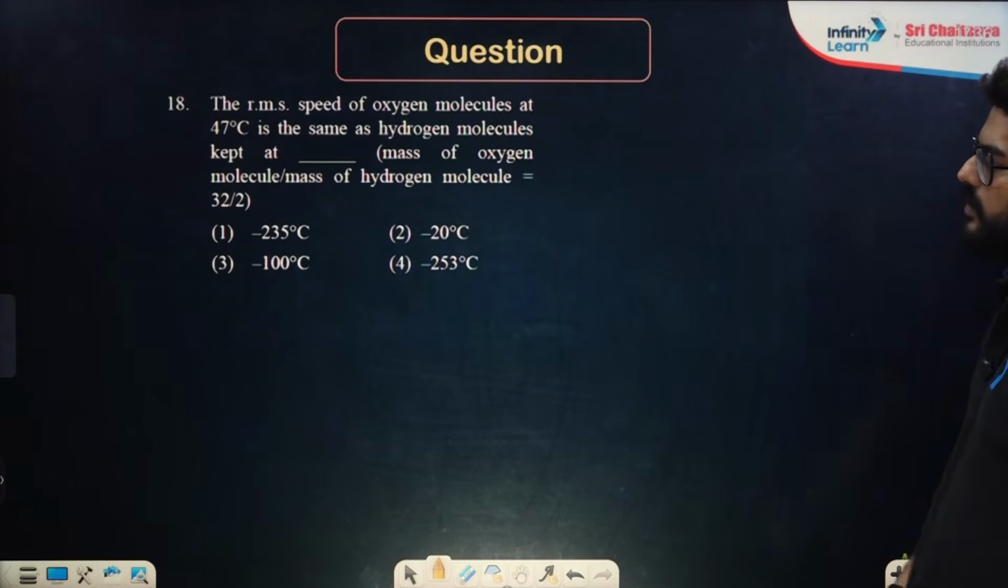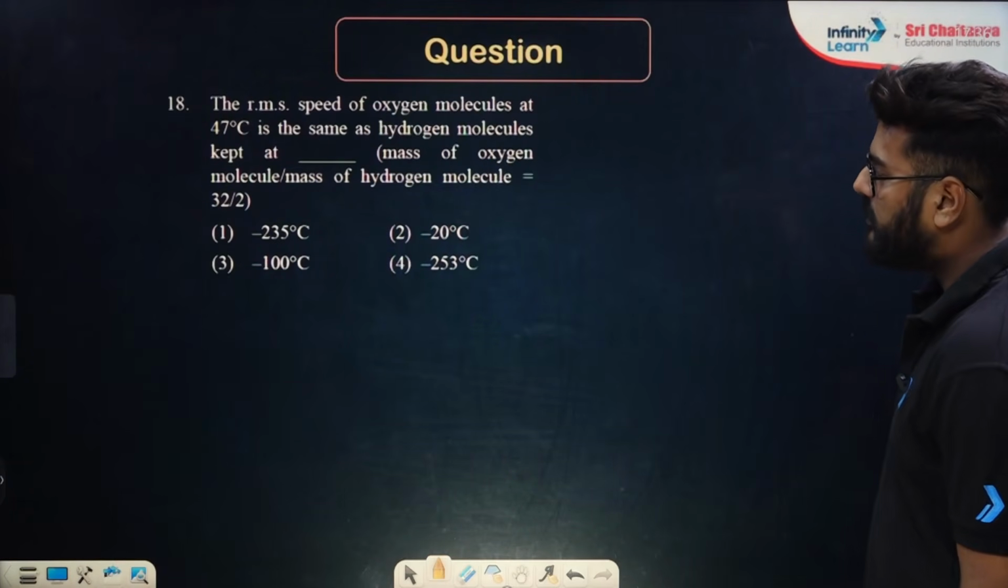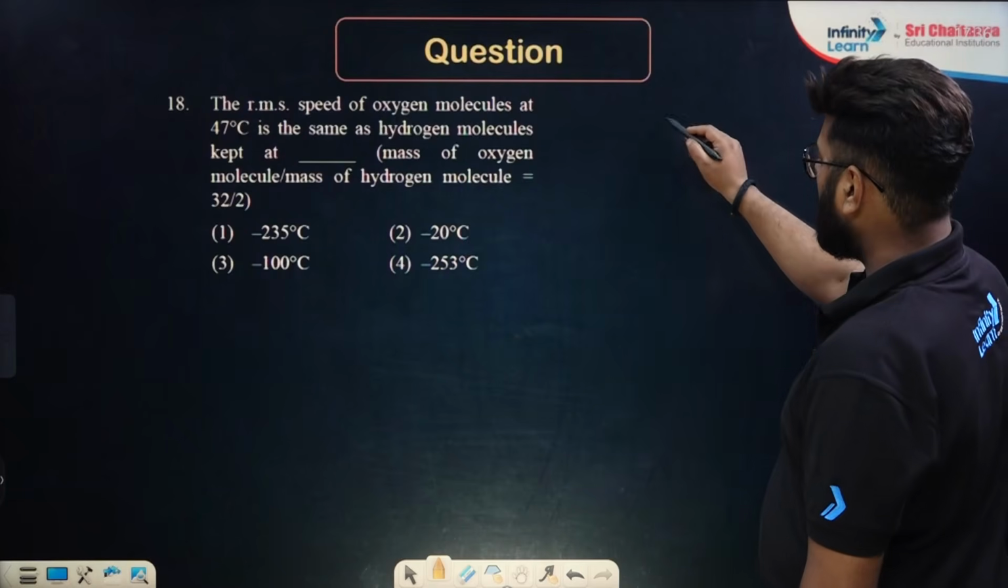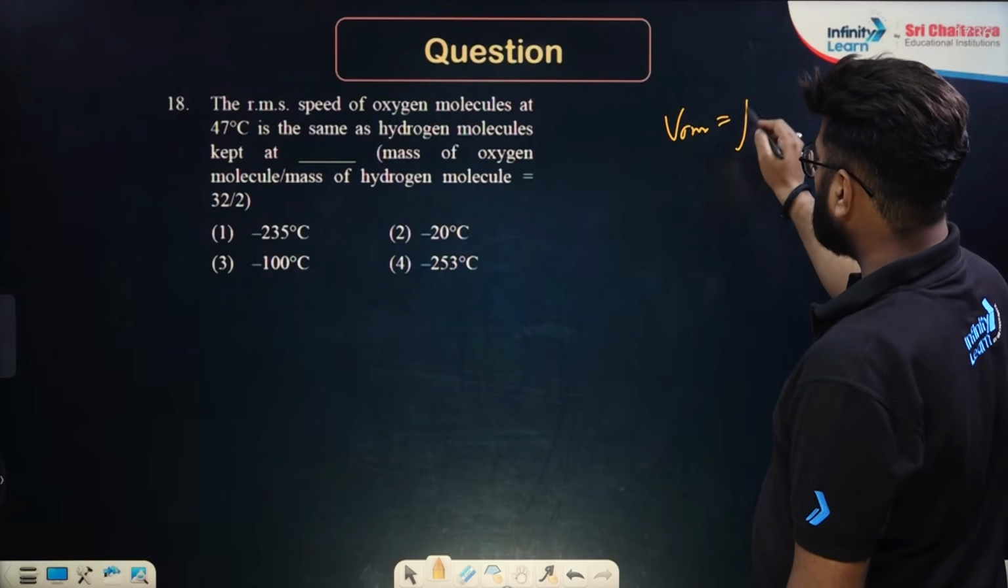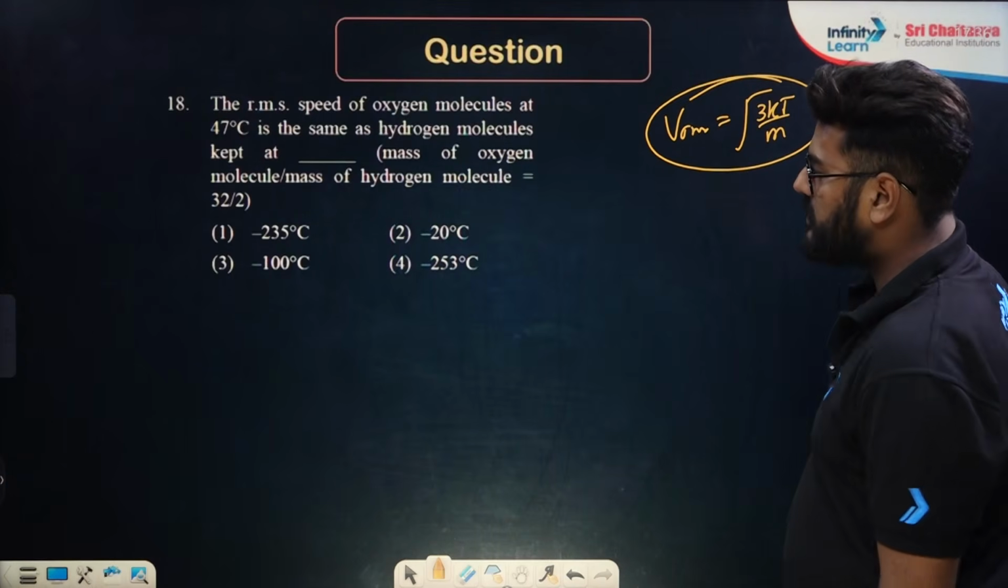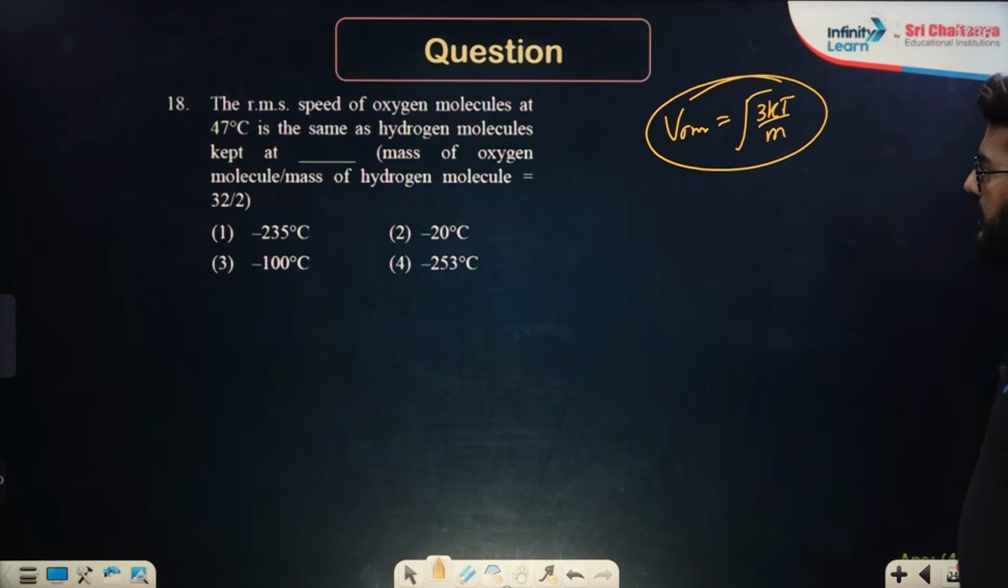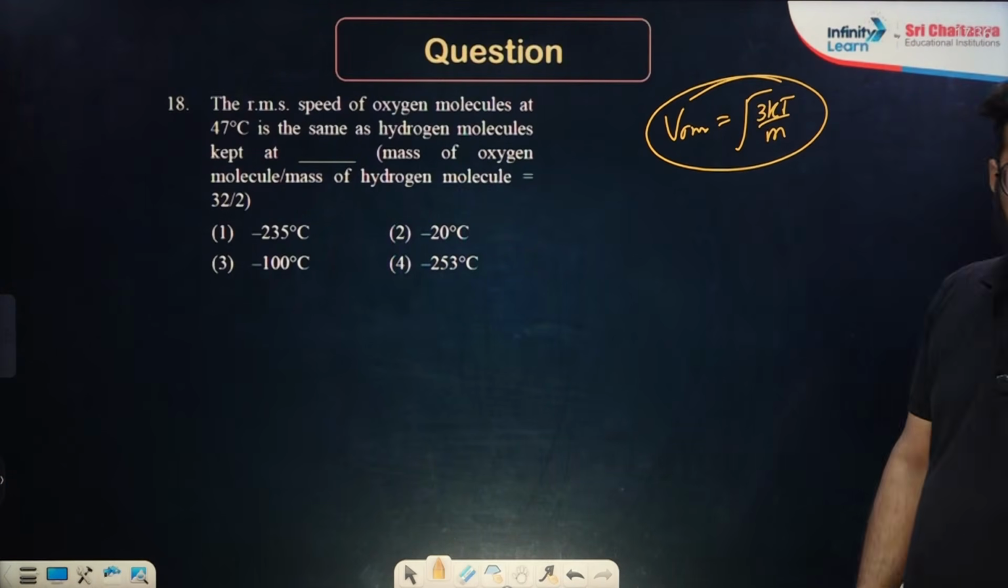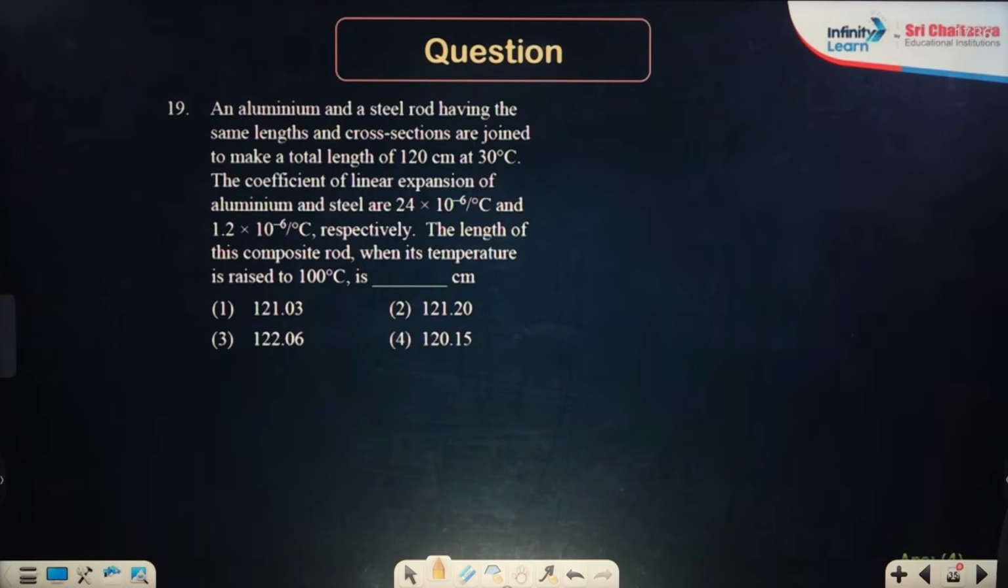The RMS speed of an oxygen molecule at 47 is the same as that of a hydrogen molecule kept at a different temperature. See, RMS speed is under root of 3 kT upon small m. Values are given, temperature is changing, you just need to find out the value of temperature. VRMS is directly related to root T.